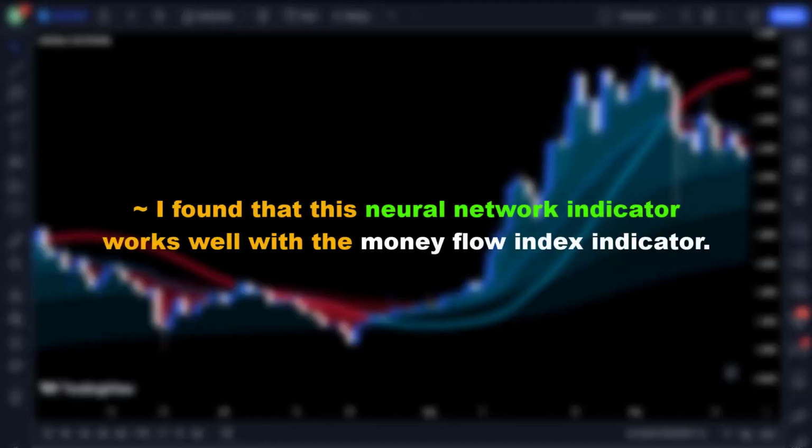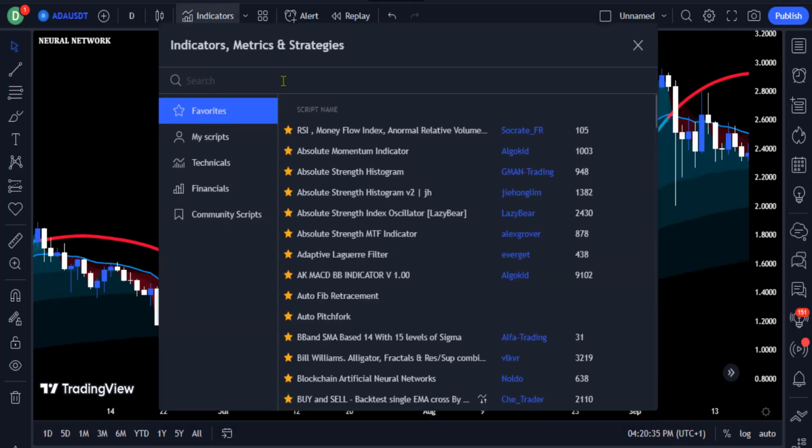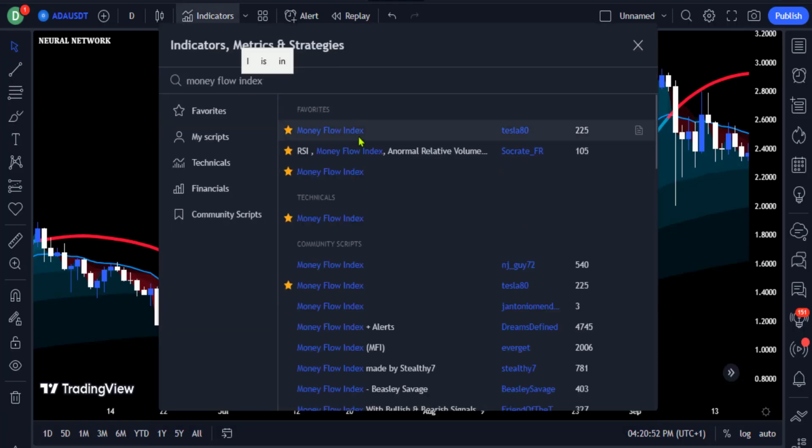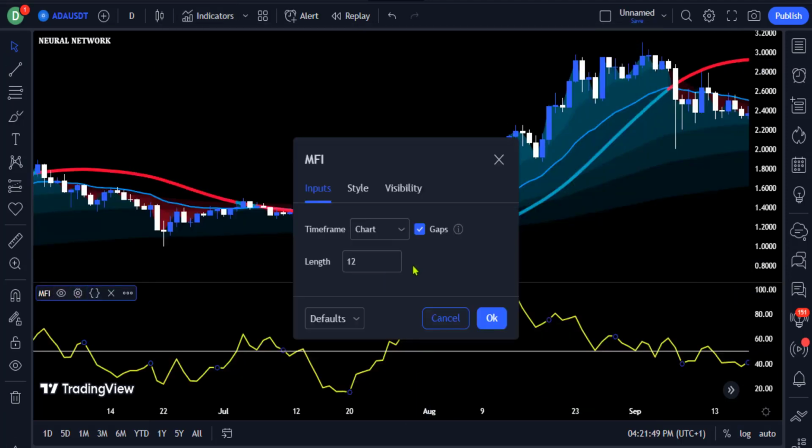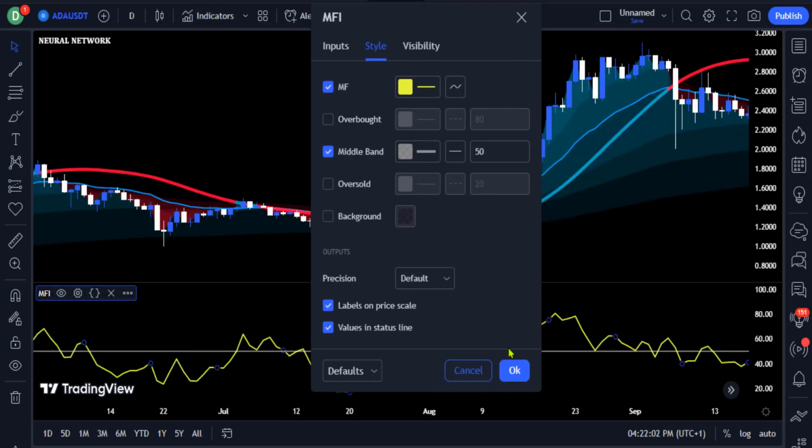I find that this neural network indicator works very well with the money flow index indicator, so open the indicators tab again and search for money flow index indicator. Now you can follow and apply the settings to the indicator as I have already done.